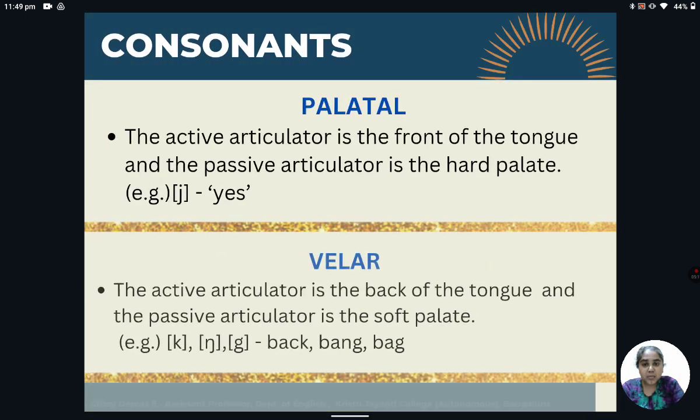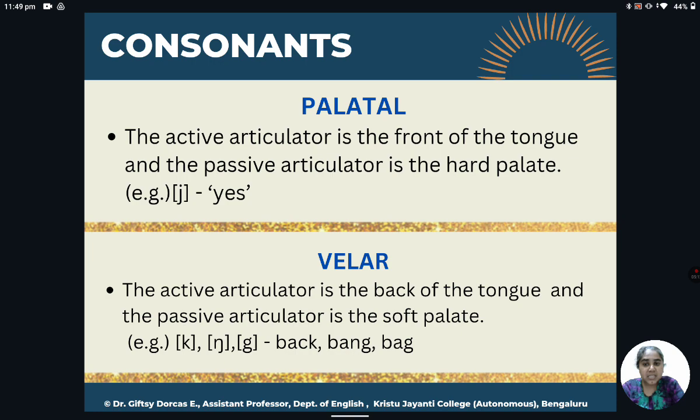Moving on to the next, we have the palatal sounds. For the palatal sounds, the active articulator is the front of the tongue and the passive articulator is the hard palate. The y sound as in yes, but it's represented with the letter j. Next, we have the velar sounds. In this, the active articulator is the back of the tongue and the passive articulator is the soft palate. The sounds k, ng, and g, as in back, bang, bag, are velar sounds.